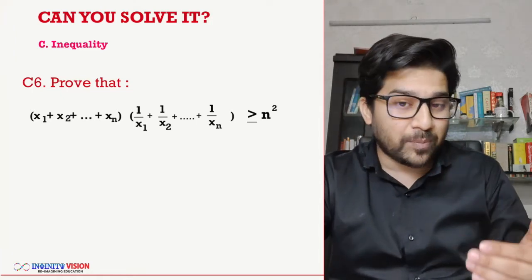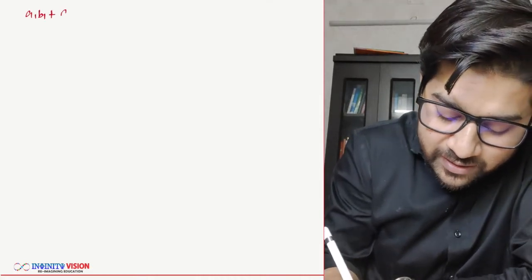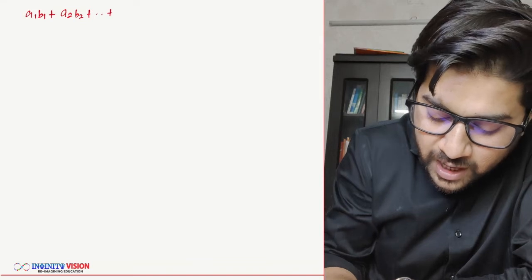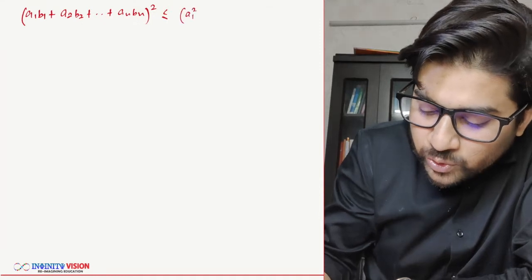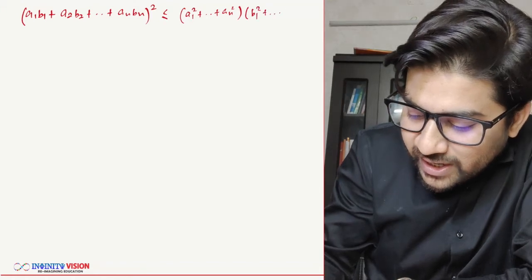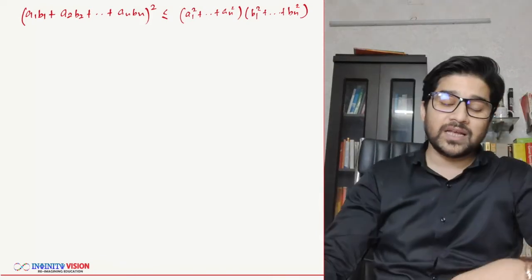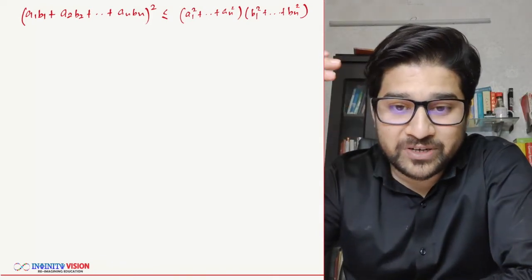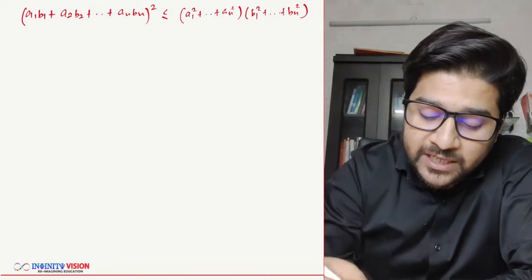Now how are we going to apply it from the setup of the Cauchy-Bunyakovsky-Schwarz inequality? So let's first write what the Cauchy-Bunyakovsky-Schwarz inequality is. If you all remember, it was (a1 b1 + a2 b2 up to an bn) whole square is less than or equal to (a1 square up to an square) into (b1 square up to bn square), if you remember, right? Now last time in the C5 problem, we replaced b by 1, but now how am I going to look at the whole scenario from the setup of the inequality?